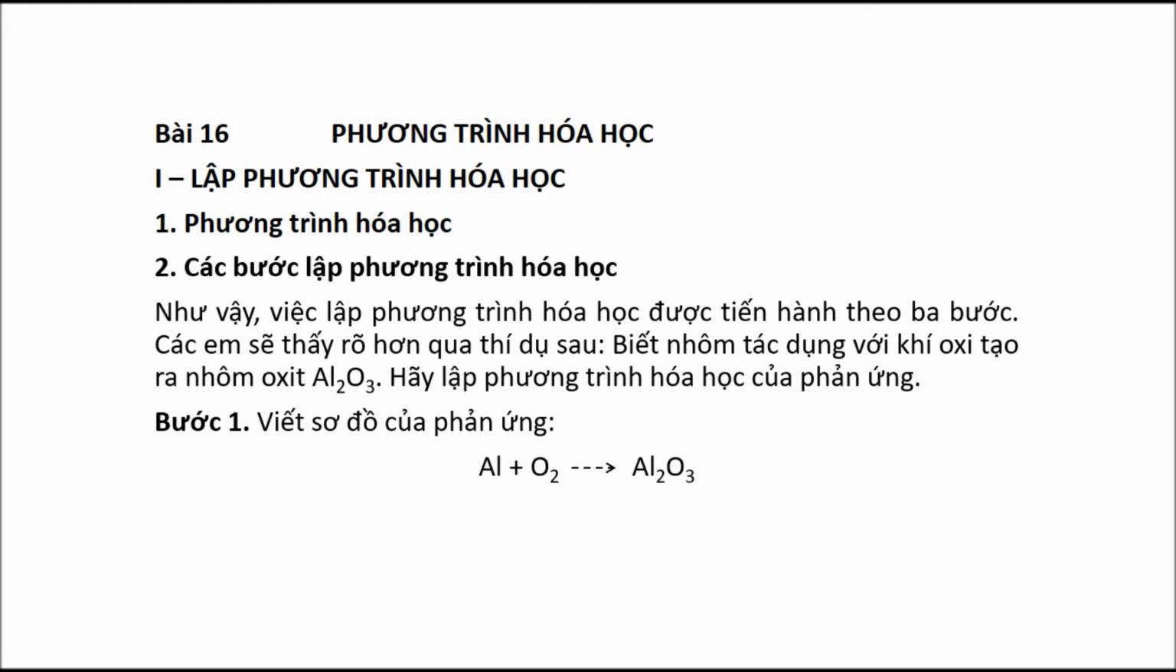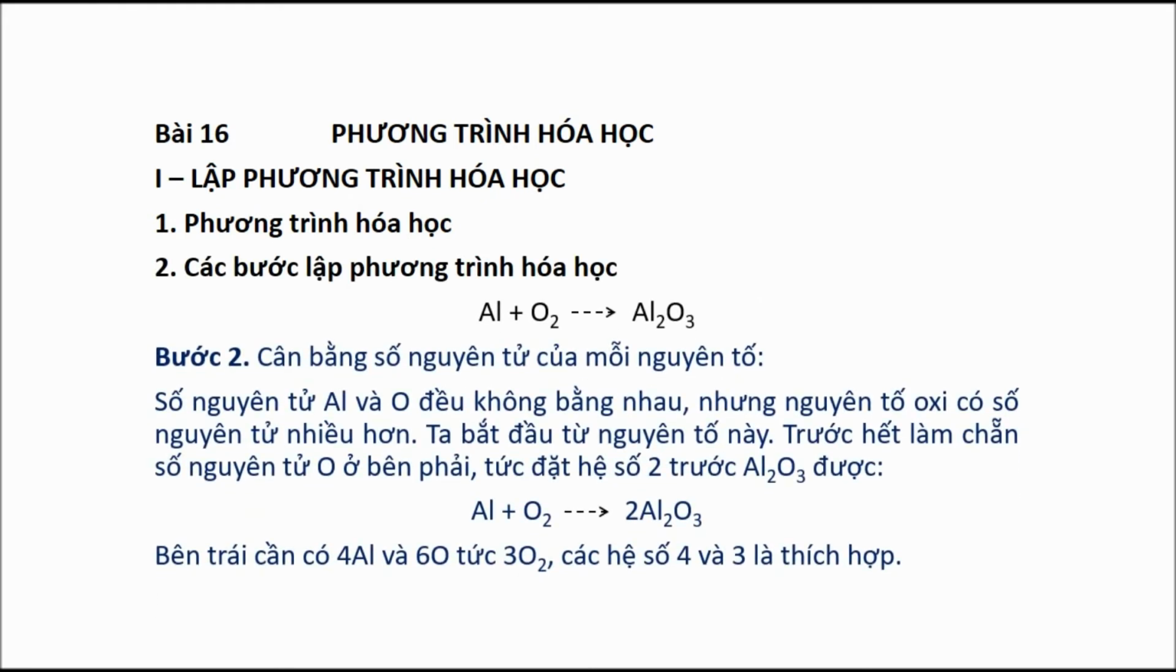Step 1. Write the skeleton equation. Al plus O2 arrow Al2O3. Step 2. Balance the number of atoms of each element. The number of both Al and O atoms on two sides is unequal, but oxygen element has more atoms on the right.